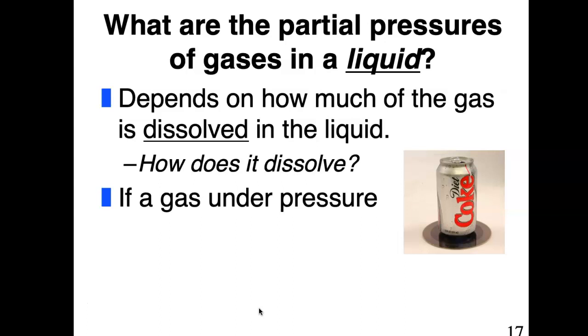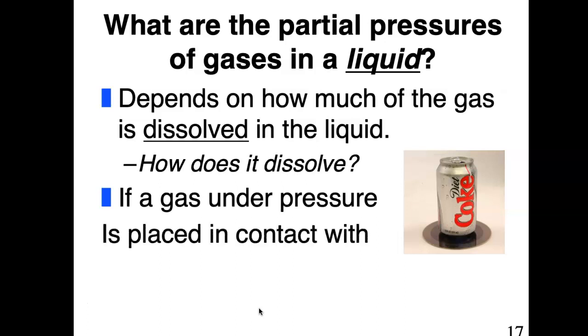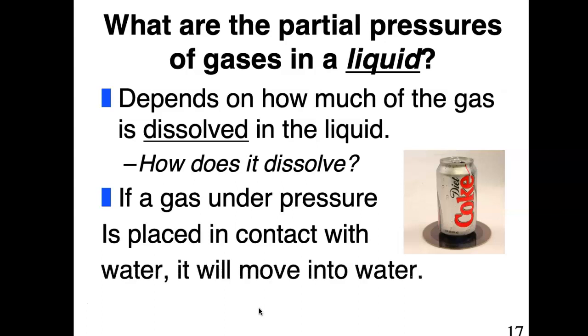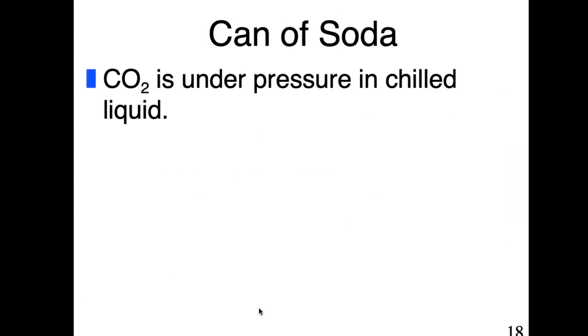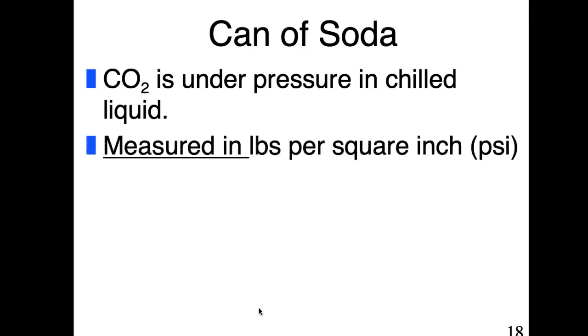Well, if a gas is under any sort of pressure and it's placed in contact then with water, it will move into that water. So with the can of soda here as an example, that's done under high pressure. They get the cans and they put them under very high pressure and they blast that CO2 in and then seal it. So that's how they make a lot of it dissolve. They also use it chilled, which makes it be even more soluble in that liquid. And then they measure it in pounds per square inch.